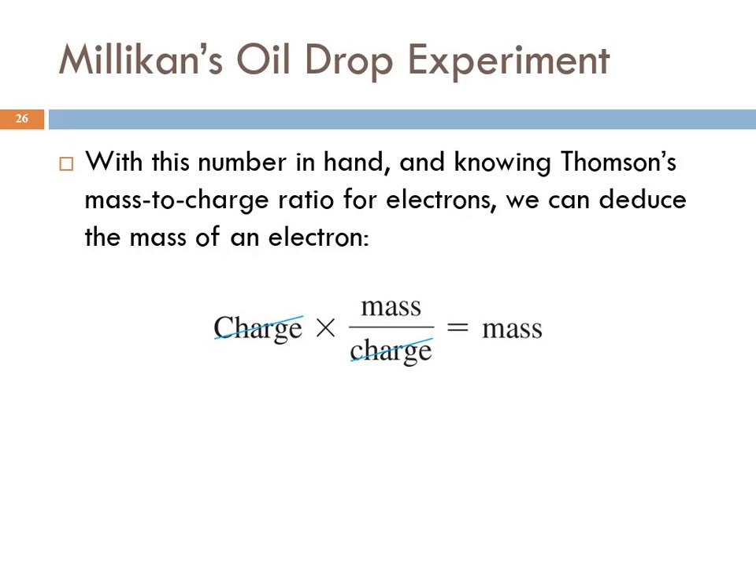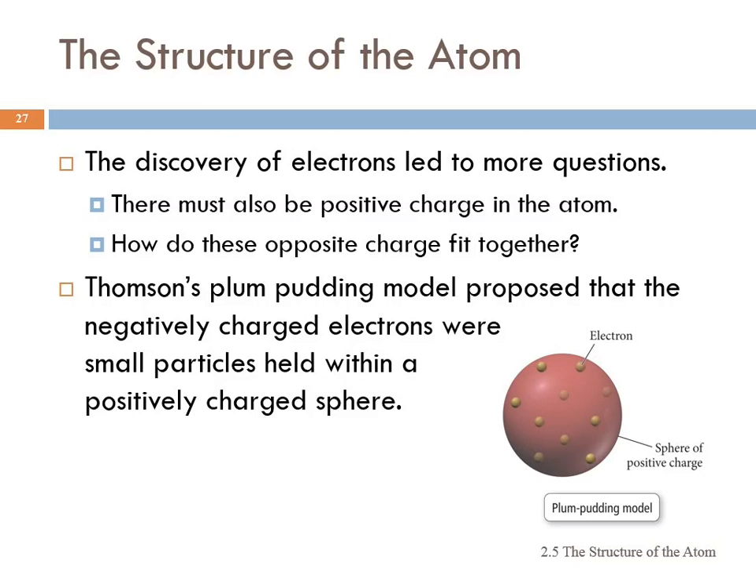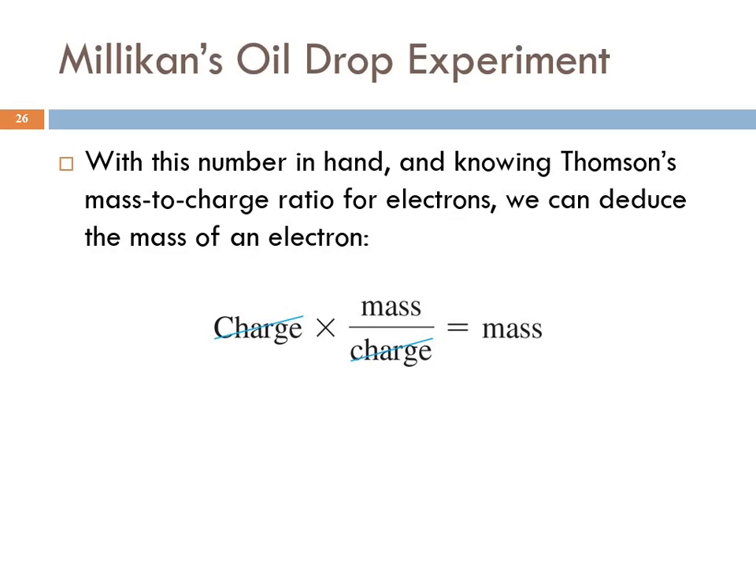So having that number and using Thomson's mass to charge ratio, we could get the mass of a single electron. You take the charge from the oil drop experiment, and you take the mass to charge ratio from Thomson's cathode ray experiment. The charges cancel out, and you get the mass of the electron.